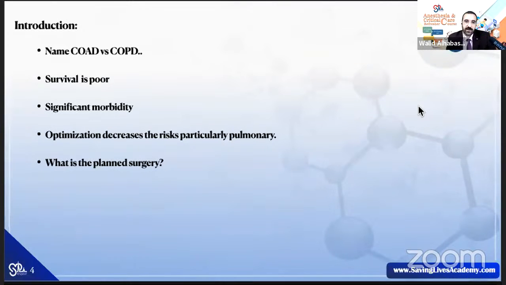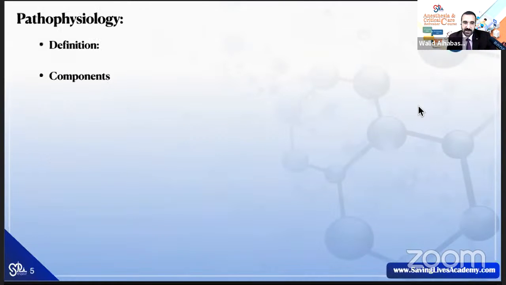However, with risk identification, risk stratification, preoperative optimization and proper anesthetic planning, these risks for post-operative, particularly the pulmonary complications, can be reduced even in patients with severe disease. So you can decrease the risk even with severe diseases. So what is the planned surgery? So let's have a look here first on the pathophysiology.